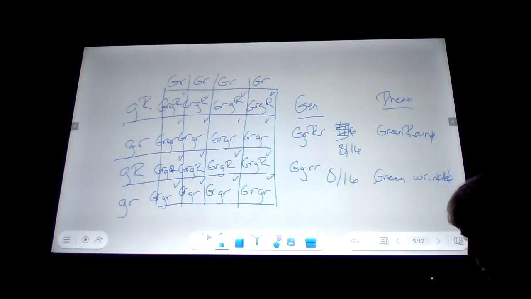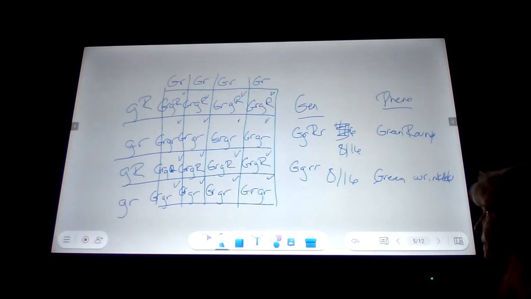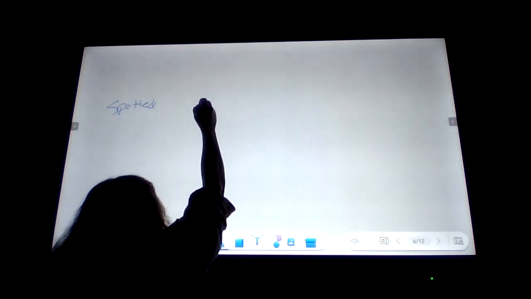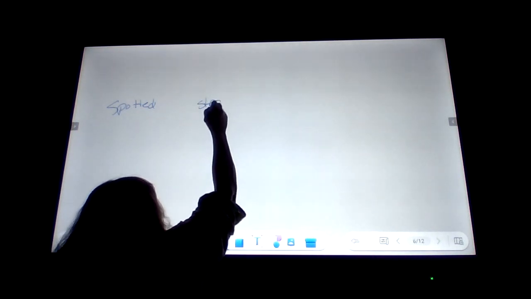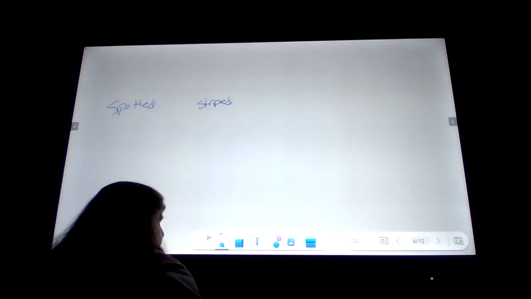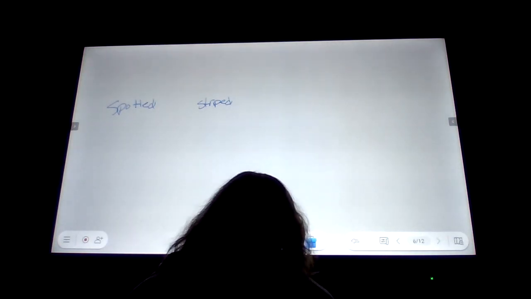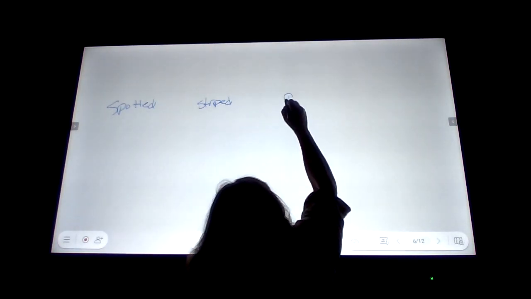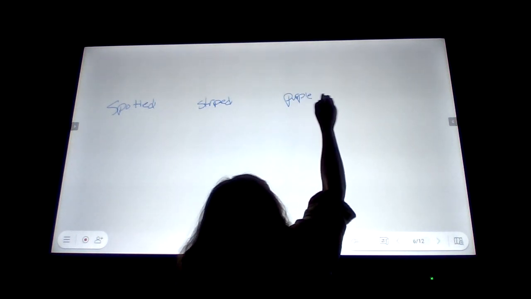Okay, on the last page, we're just going to set this problem up. We're not going to do it all the way. It says, cross a hybrid spotted purple alien with a striped heterozygous orange alien. So my traits are spotted and striped. These are actually the same trait, there's just different alleles for that. And we have purple, and we have orange.